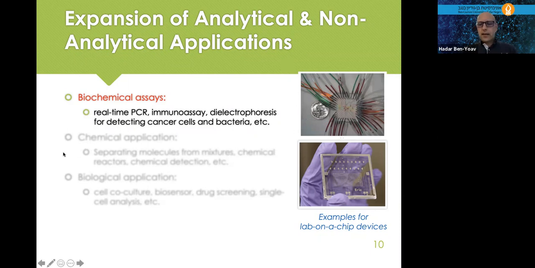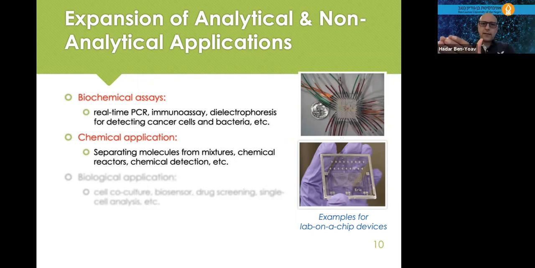People also use it for chemical applications, for separating molecules from mixtures. For example, if you have multiple types of molecules and you want to detect a specific type, you can apply microfluidics and lab on a chip devices to separate some of the molecules and leave only the analyte that you want. And we're going to show some examples in the microfluidics unit.